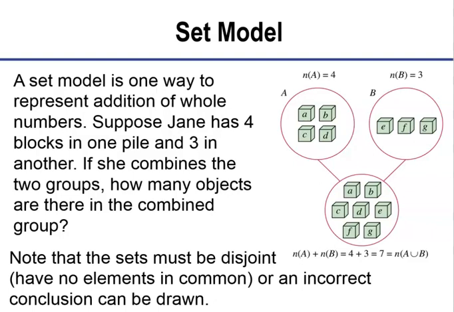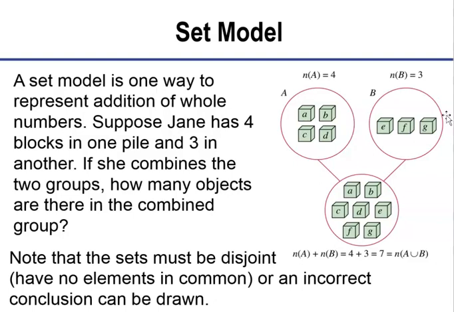Note the sets must be disjoint, which means they have no elements in common, or an incorrect conclusion can be drawn. So notice our diagrams here are separated. There are no elements in both. If there were elements in both, you couldn't just add the cardinal number of set A plus the cardinal number of set B, because they would have some in common that you would be adding twice. But as long as the sets are disjoint, it's just the number in A plus the number in B.